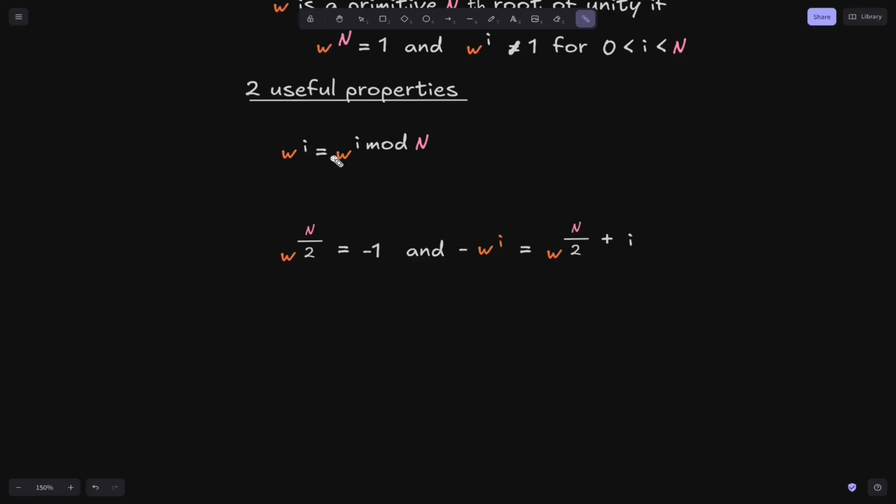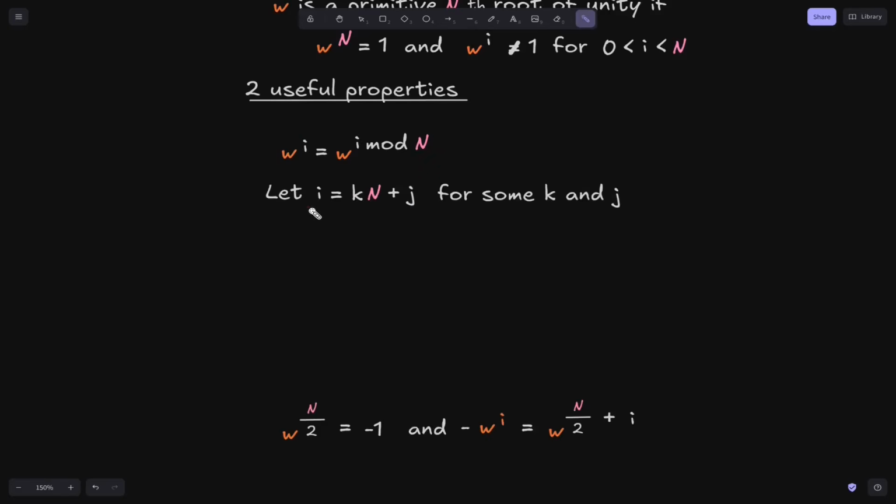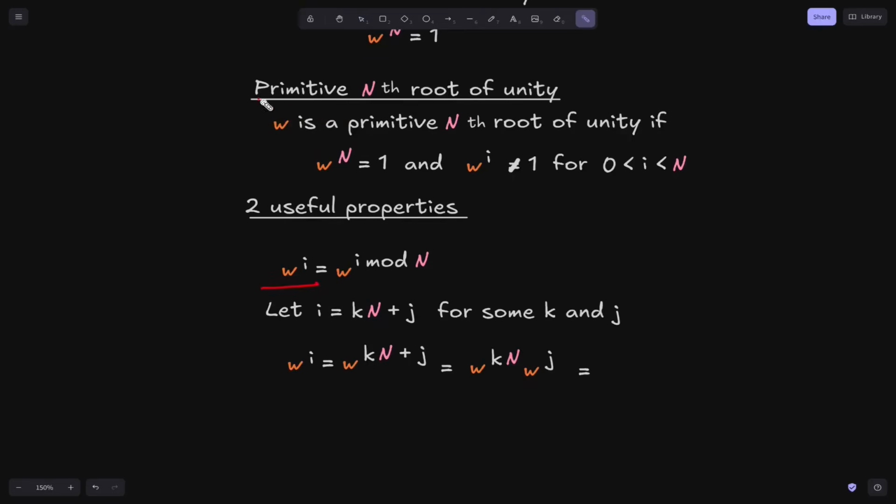w raised to the power i is equal to w raised to the power of i mod n. We'll begin by writing this integer i as a multiple of n plus some remainder. So now we can say that w^i is equal to w raised to the power of k multiplied by n plus j. This is equal to w raised to the power of k multiplied by n times w raised to the power of j. Now w is a primitive nth root of unity, which means that w raised to the power of n is equal to 1.